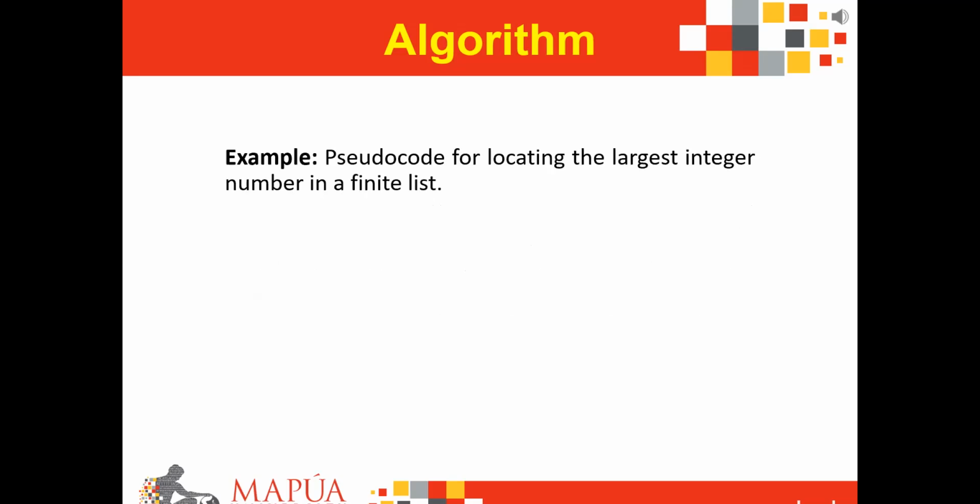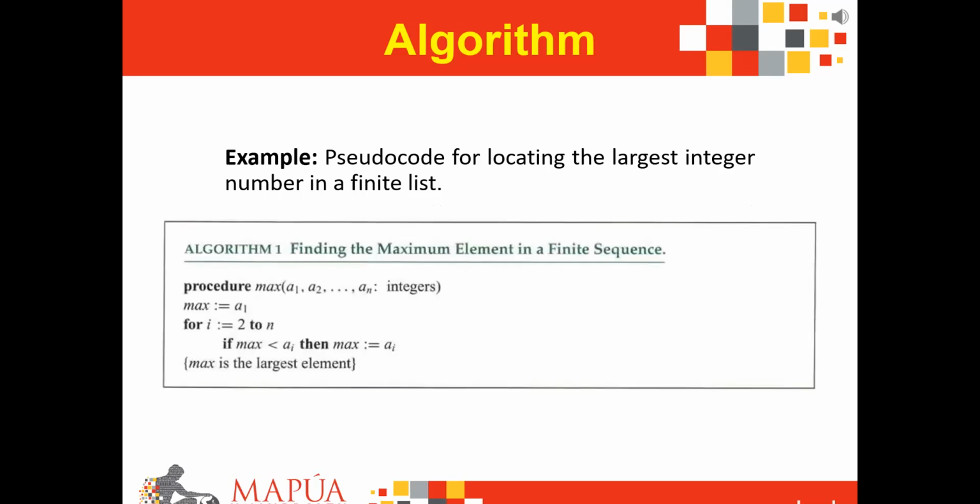This is one such example of your pseudocode. This particular pseudocode locates the largest number in your finite list. As you see on this given particular pseudocode, we're primarily concerned with the main body of the program, since this particular subject is not all about programming.